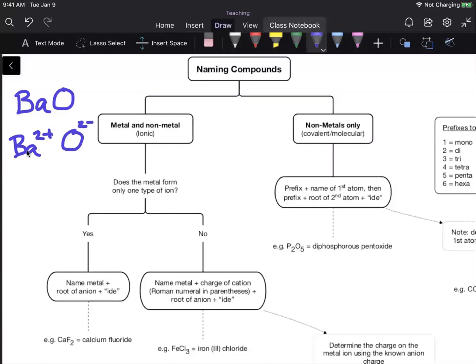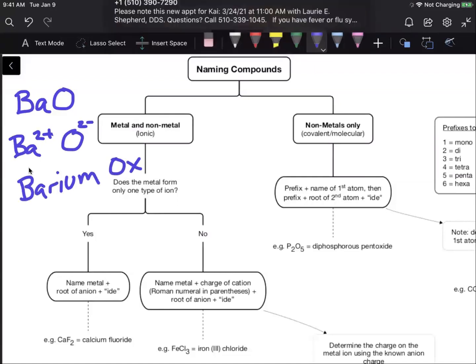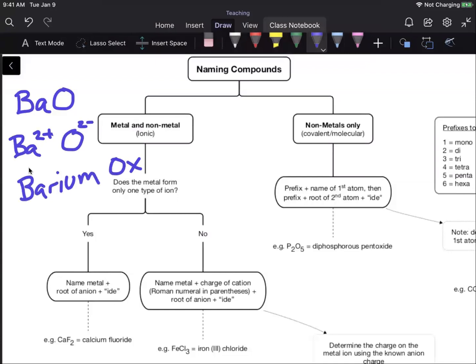So how do we name this? We start with the name of the metal. So we're going to call it barium. Then we name the root of the anion. The anion is oxygen, so the root is ox. And we add IDE. So the root of the anion plus IDE. So barium oxide will be the name for this compound, barium and oxygen.